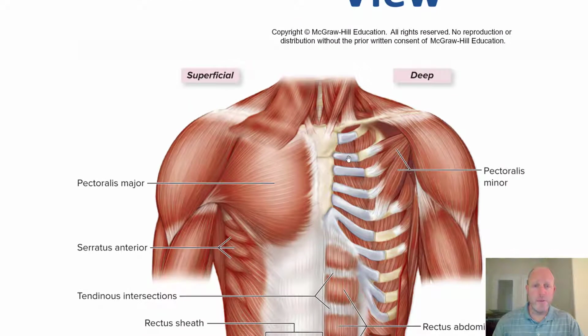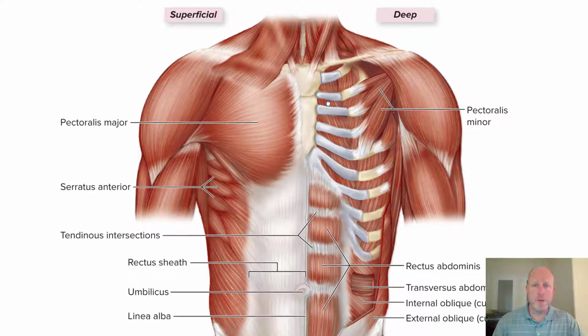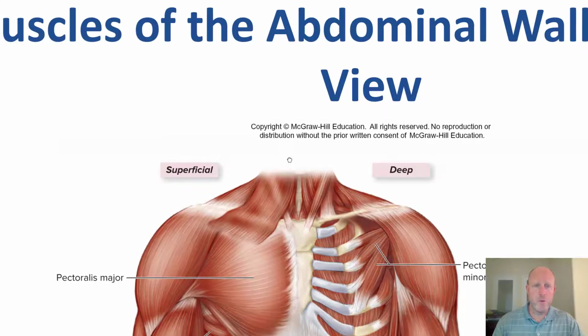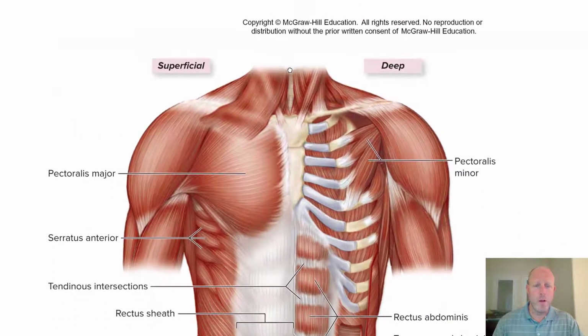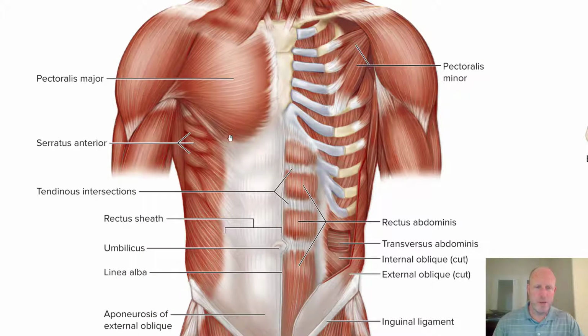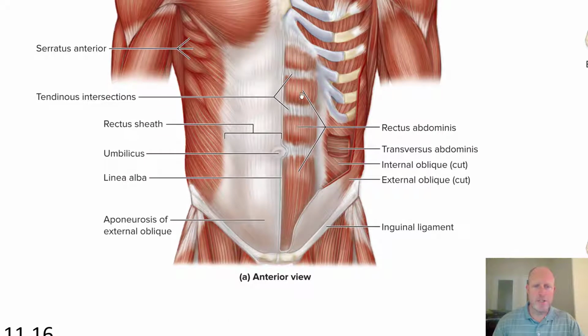From the anterior view here of our abdominal muscle regions, we have our superficial. Pectoralis major is actually referred to more in general. They call it the abdominal wall. It's questionable if it's really a part of the abdominal wall, but it's really above the region of the abdominal area. Serratus anterior as well. But then you have our tendinous intersections here between the rectus abdominis muscles. And here's our rectus sheath, that white layer here. And our umbilicus, basically your belly button.